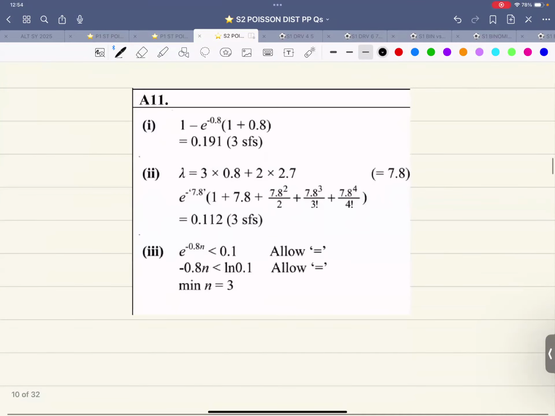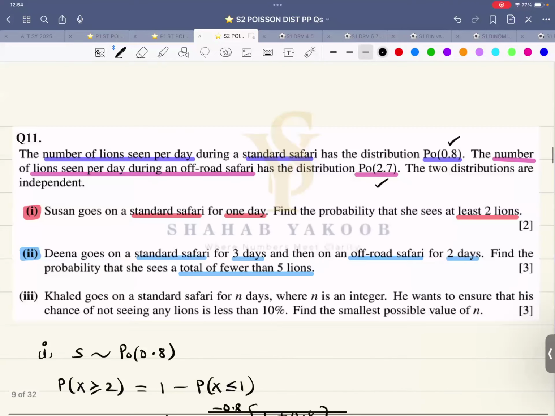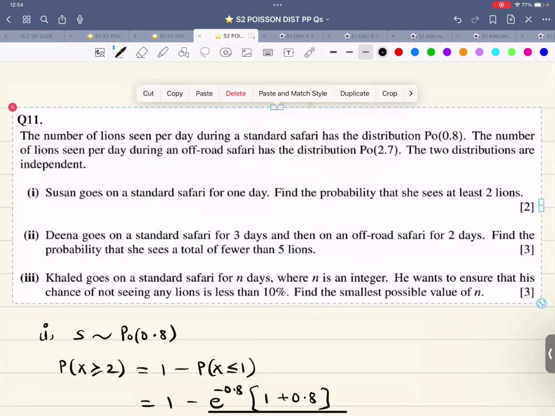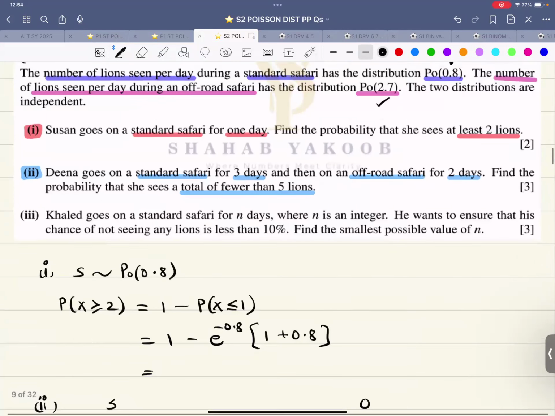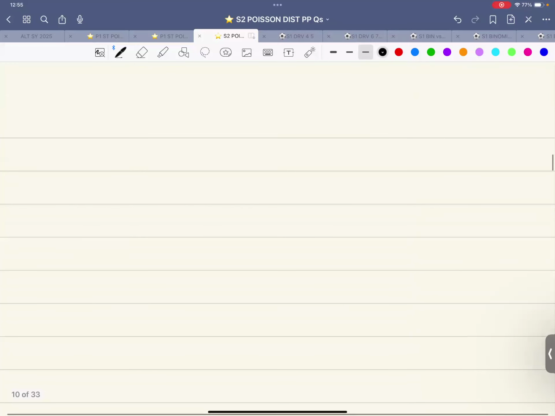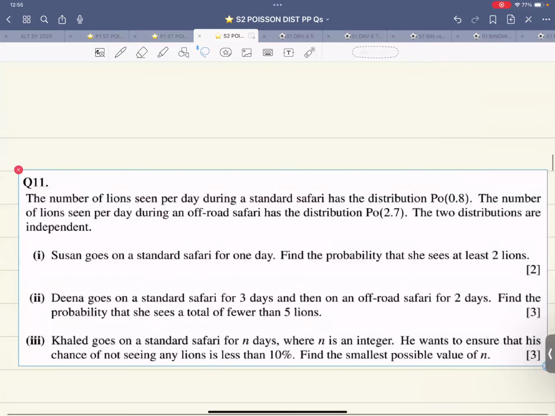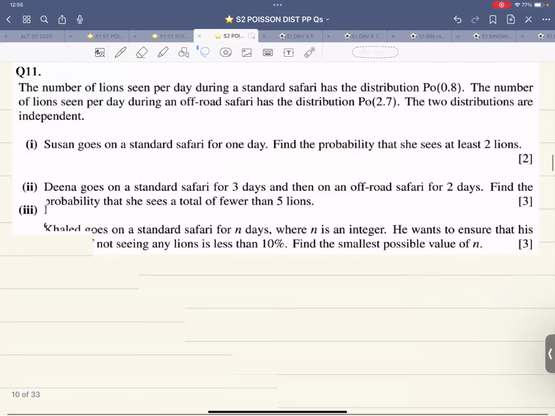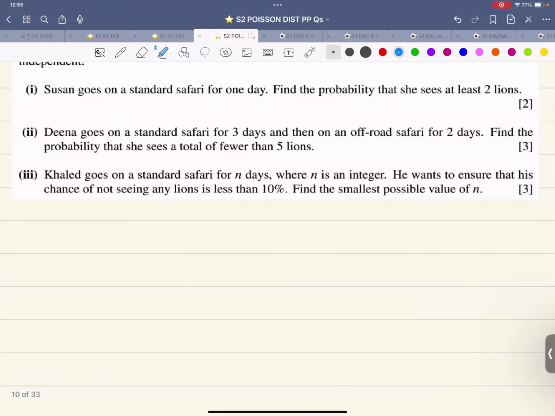So let's double check the working. That's the first one, and this is the second one. This is all good, all clear. Now, the third one I need to focus on because that involves logarithms. So let me write it over here, and let's look at the third one.